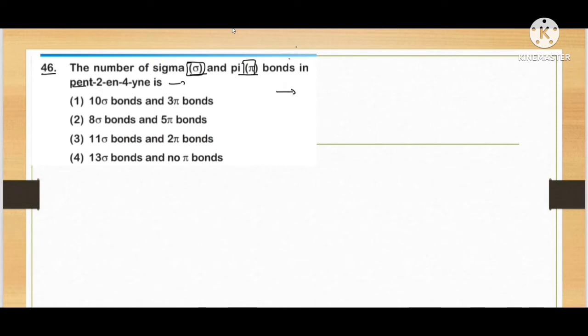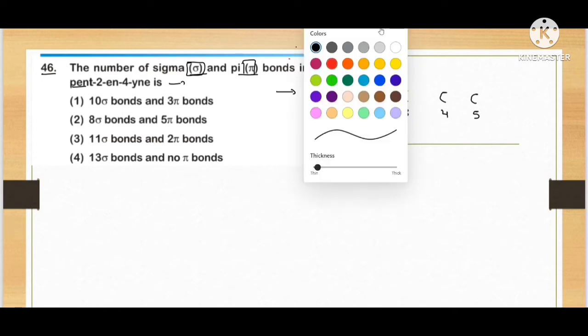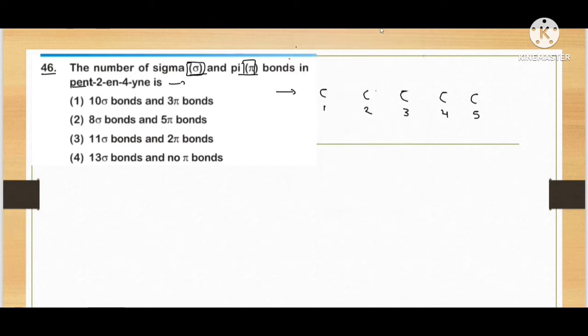Here they have given pent, that means 5 carbons: 1, 2, 3, 4, 5. Now let us number the given carbons: 1, 2, 3, 4, 5. Here they have given 2-ene, that means at the position of carbon 2 there is a double bond. Ene means double bond. And next, 4-yne, that means at the position of carbon 4 there is a triple bond.